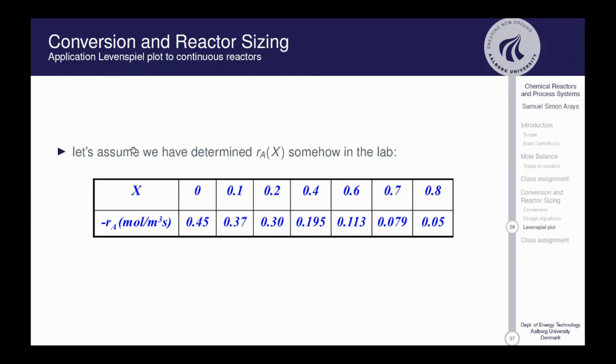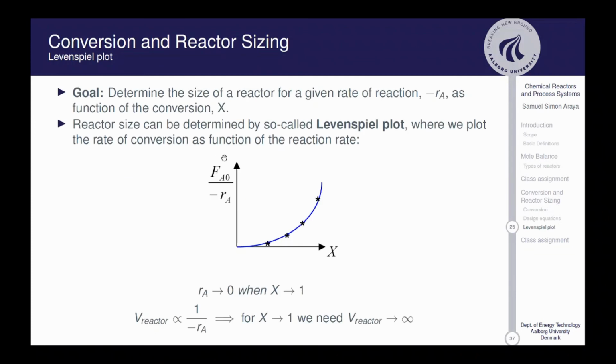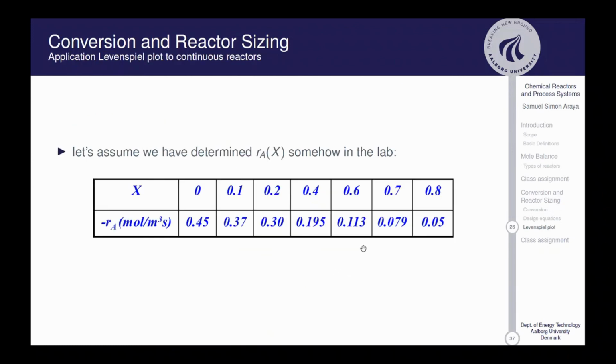As an example, let's assume that we have the rate of reaction as a function of X, which is something that we have to measure in the lab, and let's assume that we have this table. As we previously said, we know the axes are FA0 divided by minus rA and X. So we can put this on our x-axis, and we can divide the molar flow by these values and produce our FA0 divided by minus rA.